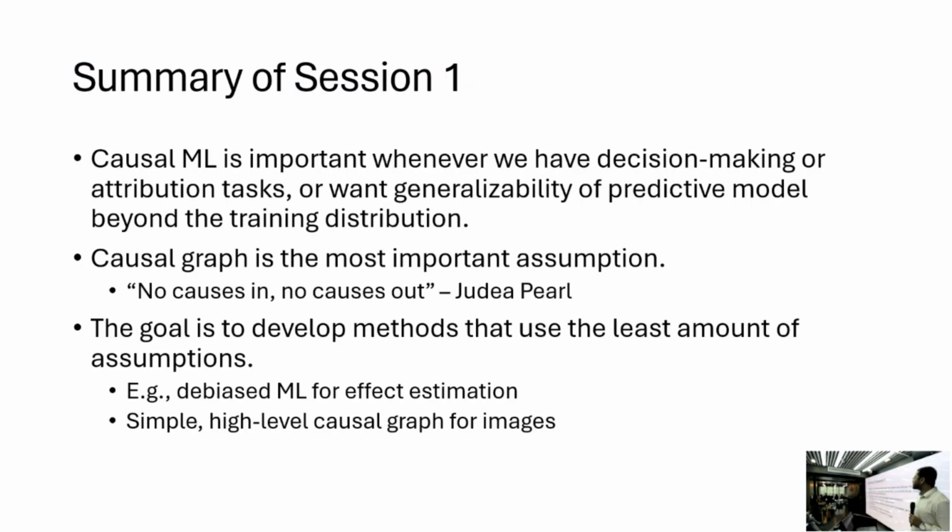So a quick summary for session 1. Causal ML is important whenever you have actions and thinking about effects of actions. We talked about decision making, root cause analysis, and out-of-distribution generalization.